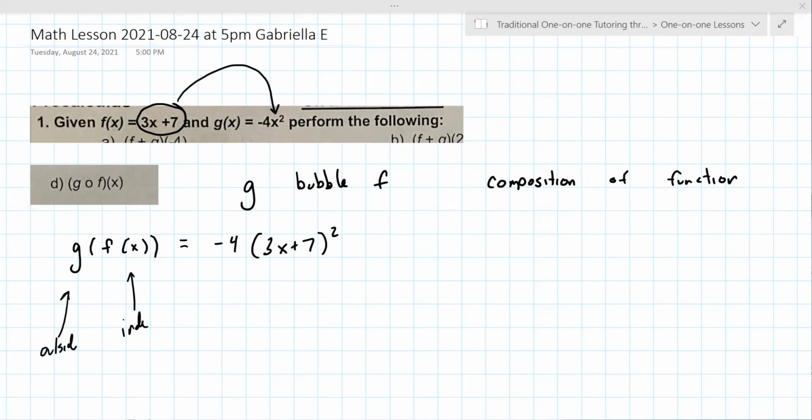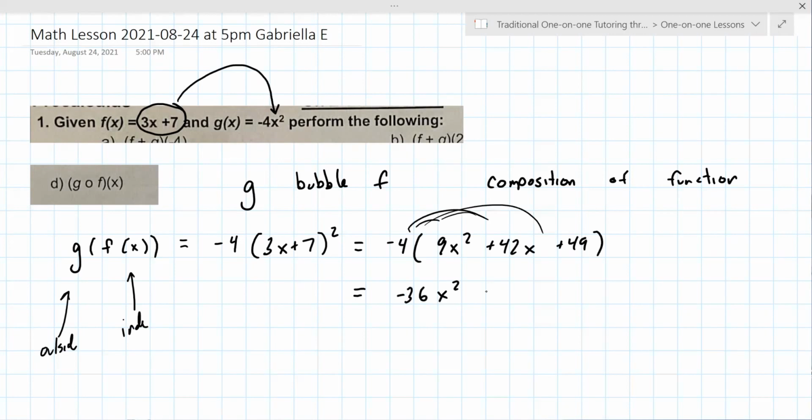Is that okay? Is that clear? Yeah. And then from here you would simplify. So it would be negative 4 times 9x squared. You multiply these, that's 21x, double it, 42x plus 49. And then you could distribute in this minus 4 to each of these as needed. Usually they want you to simplify this. It's up to the instructor whether that's needed or not. I don't think she wants us to simplify. Yeah, usually okay.